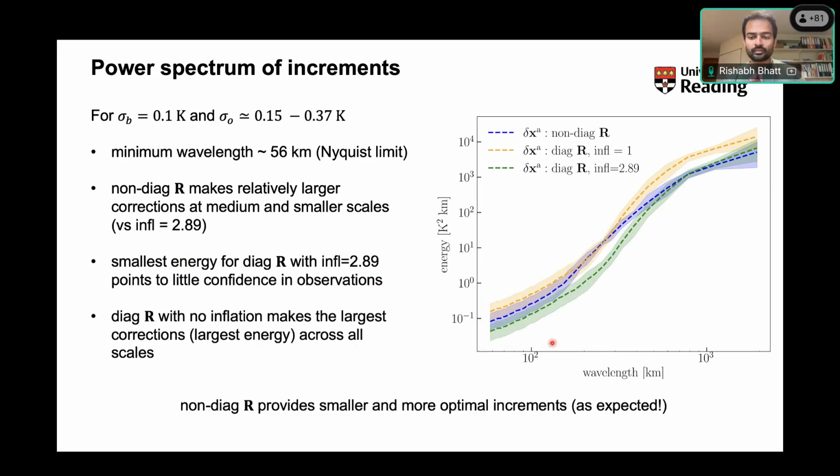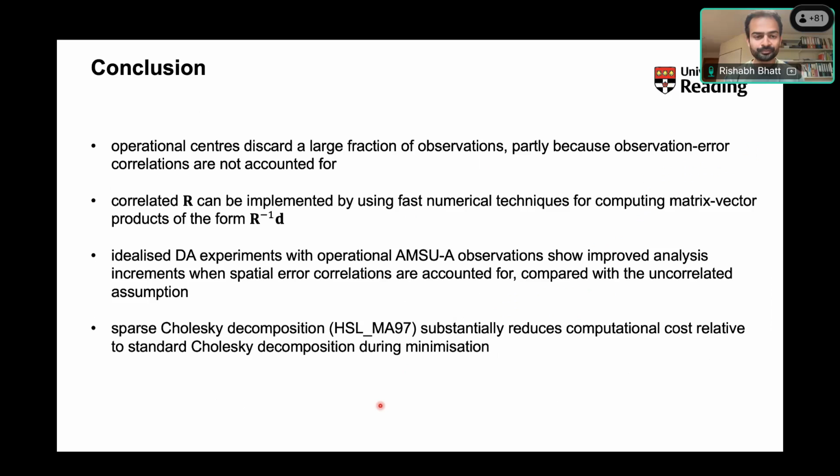You see, when you do a lot of inflation, you are putting little confidence on the observations, so you are making very little changes to your analysis increments. Whereas when you account for the correlations, you make appropriate changes on all the scales, on the small scales and also on the large scales. But in the end, the idea is that when you have a non-diagonal R, it provides smaller and more optimal increments.